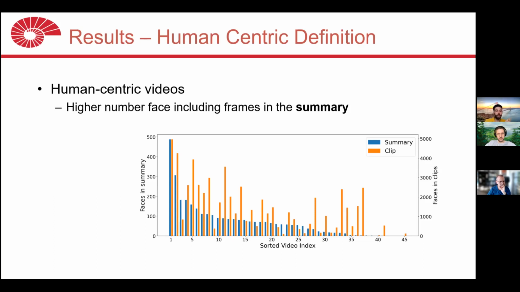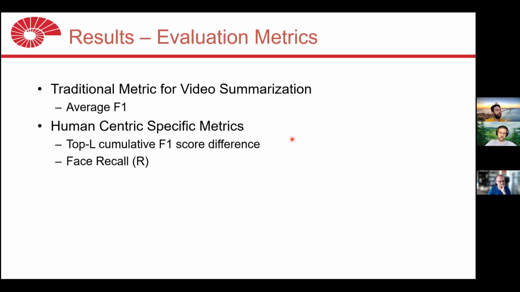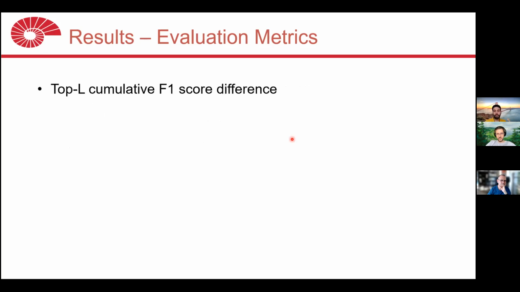Using these definitions, I would like to present the evaluation metrics. Since video summarization is a classification problem, it has traditional metrics, which is the average F1 score among the videos. But since we are introducing new terms for our work, we had to come up with new metrics that show what is happening in the human-centric videos. There are two metrics that we have defined, the top L cumulative F1 score and the face recall. I will briefly mention what those are.